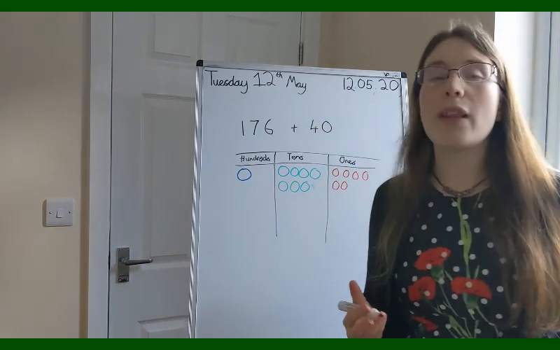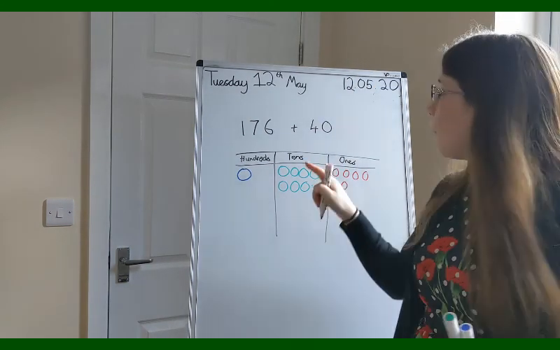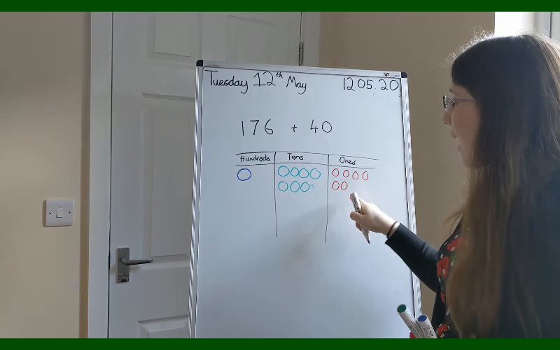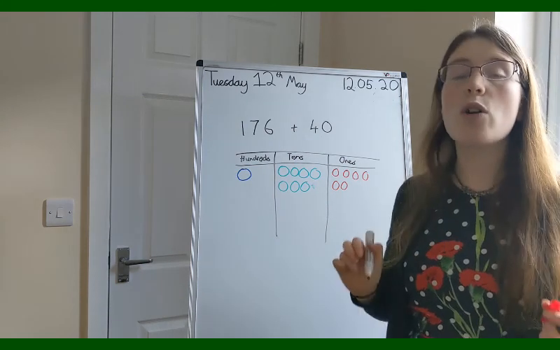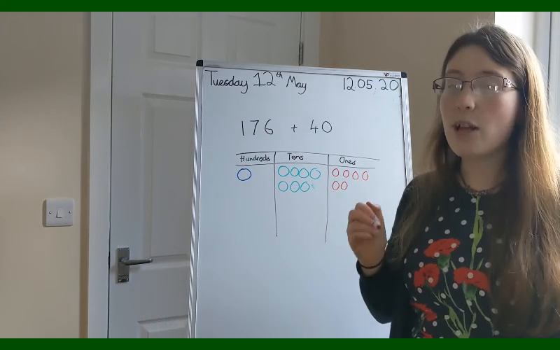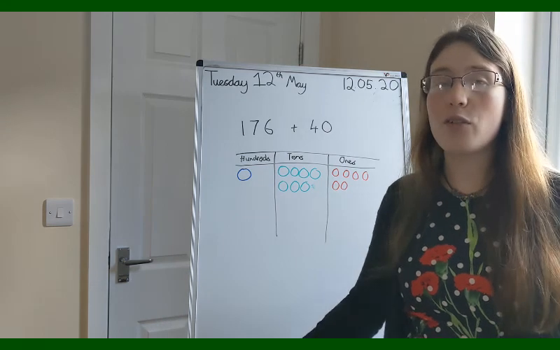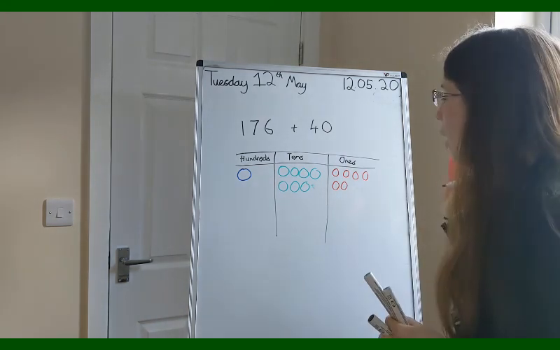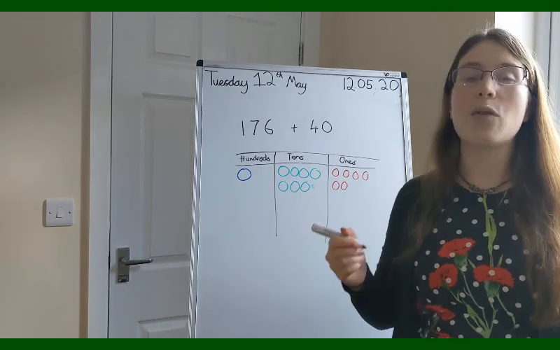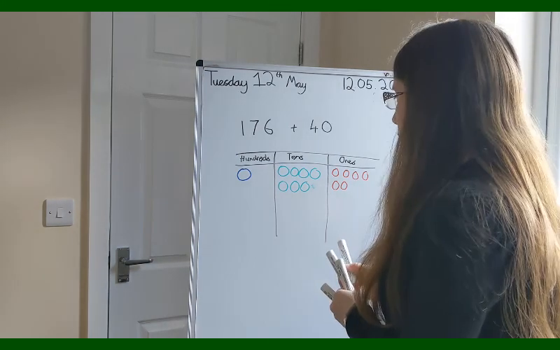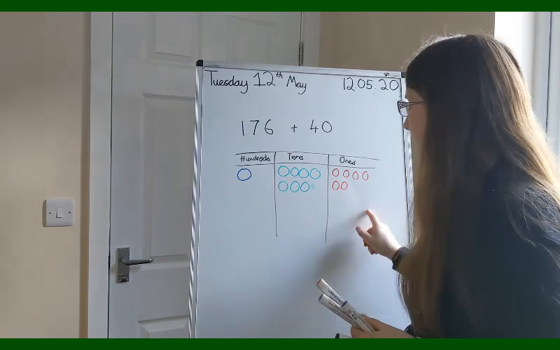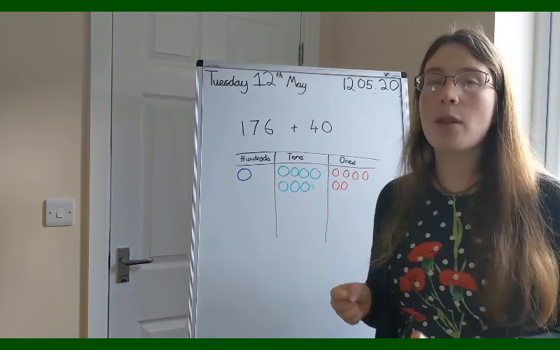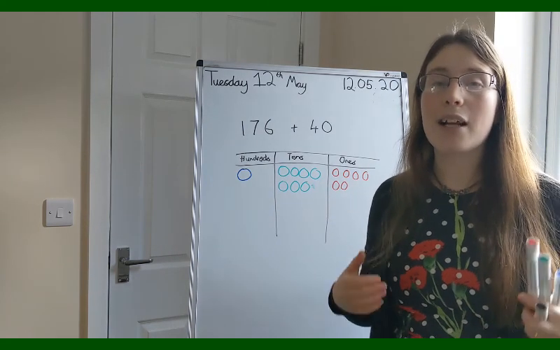And the really important thing that we're going to remember as well is that when we are adding on tens, our ones column is not going to change. If we're adding tens, if we're adding hundreds, our ones column does not change. Our ones column only changes when we are adding ones. So we've got our starting number of 176. So what I'm going to do is I'm going to add 40.